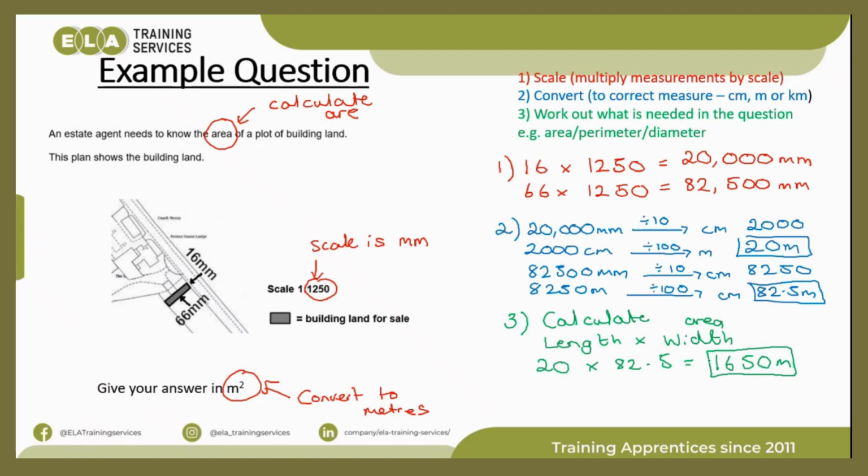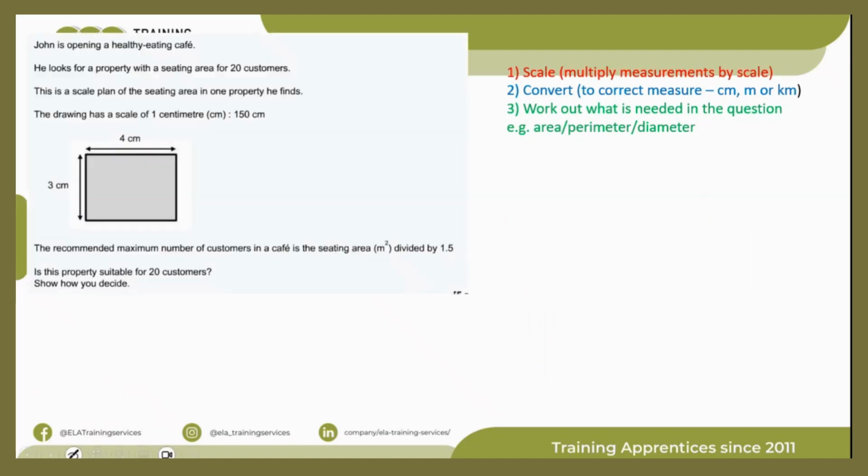Okay, let's try that once more with another question. So John is opening a healthy eating cafe. He looks for property with a seating area for 20 customers. This is a scale plan of the seating area in one property he finds. The drawing has a scale of 1 centimetre to 150 centimetres, and our diagram shows it's 4 centimetres and 3 centimetres, the image that he's drawn. The recommended maximum number of customers in a cafe is the seating area metres squared divided by 1.5. Is the property suitable for 20 customers? So we're going to follow our steps again.